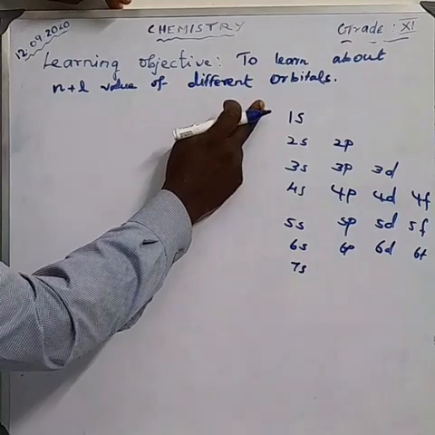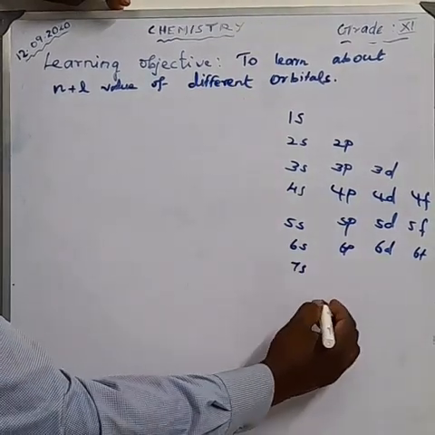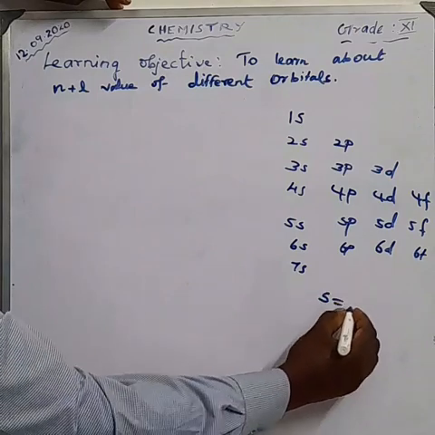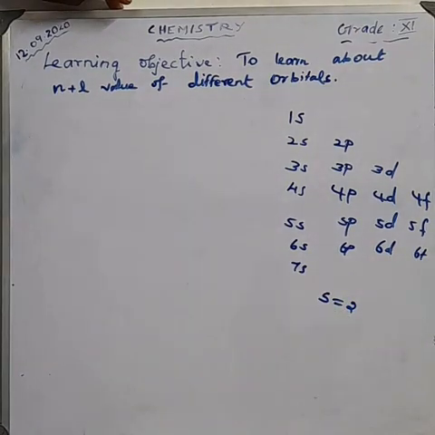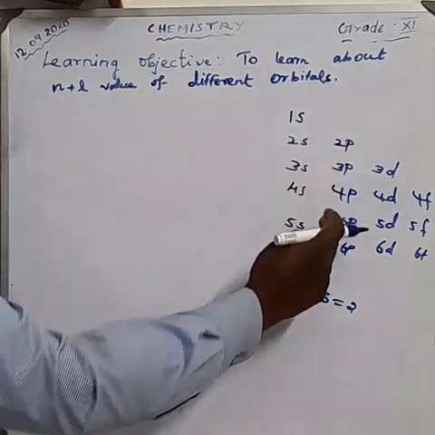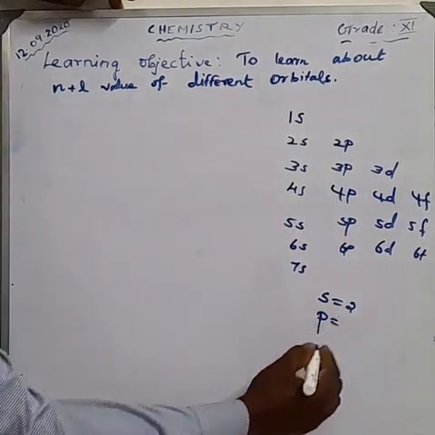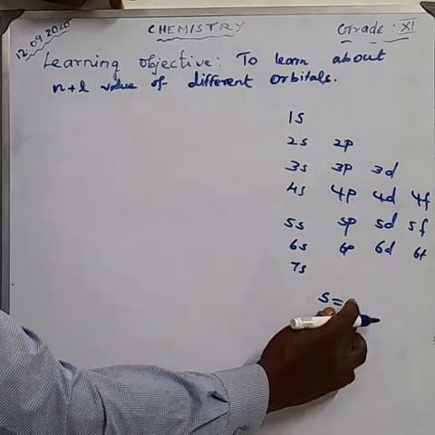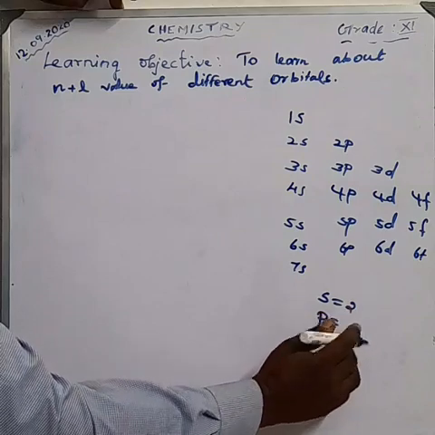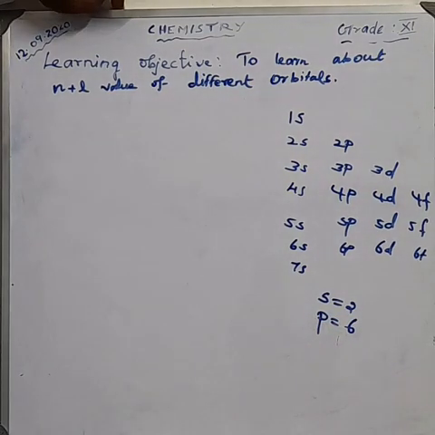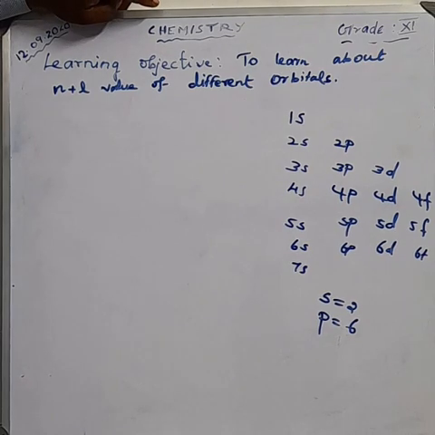In all the s subshells, the maximum electron occupation is 2 and the minimum is 1. Like that, in all the p subshells, we can accommodate 6 electrons as the maximum, starting with 1, 2, 3, 4, 5, then 6 is the maximum, because they have 3 orbitals: px, py and pz.